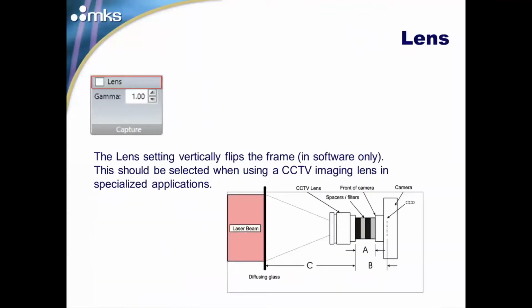Moving on down the line on the source ribbon in BeamGage, we have two kind of inconspicuous tools. Well, the first is lens. That one's really simple. It just does a vertical flip of the frame in software and is meant for when you use a CCTV imaging lens. This is really just for specialized applications such as viewing your laser beam on diffusing glass instead of having that laser directly incident to the camera sensor.